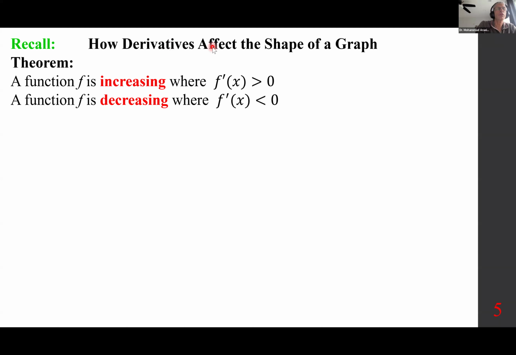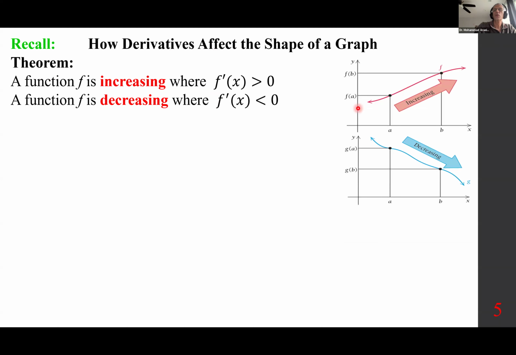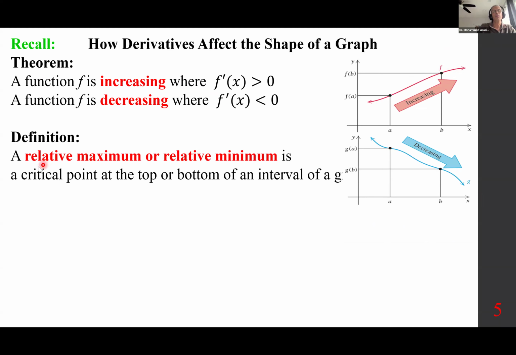How derivatives affect the shape of a graph theorem. A function f is increasing where f prime is positive. A function is decreasing where f prime is negative. So as you look at this one, assuming it's a line, it has a positive slope. This one, assuming it's a line, has a negative slope. A relative maximum or relative minimum is a critical point at the top or bottom of an interval of a function. In short, it means that we are looking at the peaks and valleys, everybody, as far as the interval of a graph.